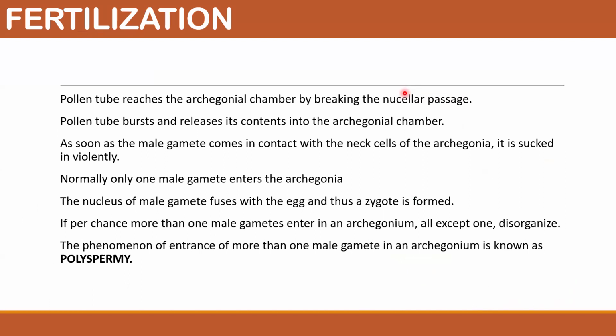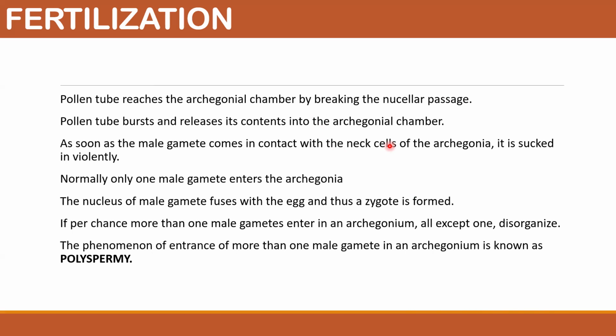After the formation of the egg cell and the male gametes, antherozoids, fertilization occurs, where the pollen tube after reaching the archegonial chamber breaks the nucellar passage and bursts, releasing its contents in the archegonial chamber. When the male gamete comes in contact with the neck cells, it gets sucked in violently and enters the archegonia, where the nucleus fuses with the egg and the zygote is formed.